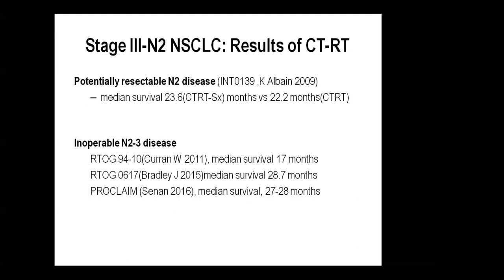So when we look at the results of CTRT for potentially resectable disease, and this is the pre-PET era, the median survival was ranging between 22 to 23 months, irrespective of whether you add or do not add surgery. And for inoperable disease with contemporary trials that we have, the median survival is to the tune of 27 to 28 months. Not that this group is doing better than this, it's because these are recent trials, they have used PET-CT, and possibly there is a stage migration. That's why the survivals are also better.